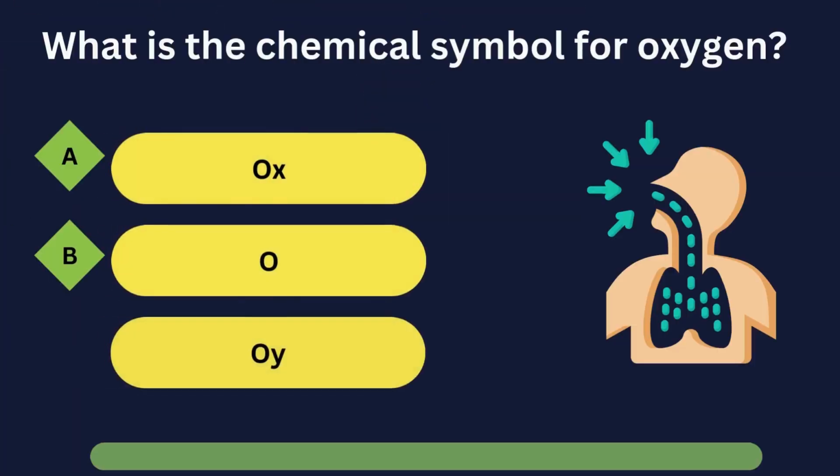What is the chemical symbol for oxygen? A. Ox. B. O. C. OI.